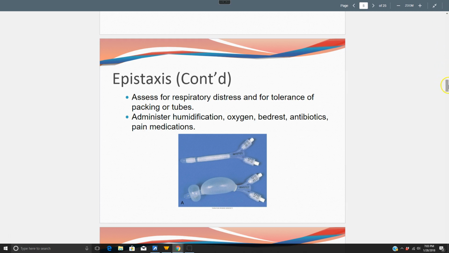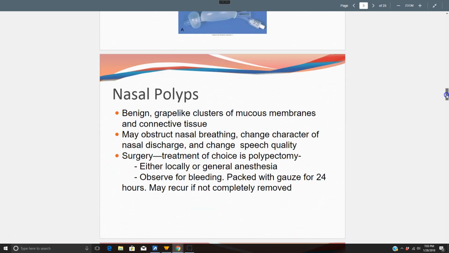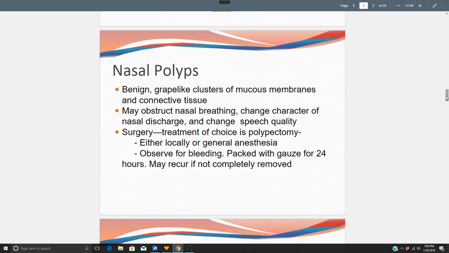All right. The next thing, just going to talk quickly about nasal polyps. All these are is benign grape-like clusters of mucous membranes and connective tissue. They may actually obstruct nasal breathing if they're big enough, and they can actually change the character of nasal discharge and even change speech quality. Usually the treatment of choice is a polypectomy, which means they have to actually remove them.